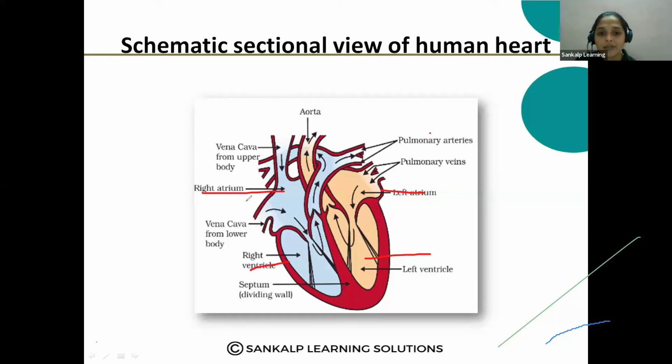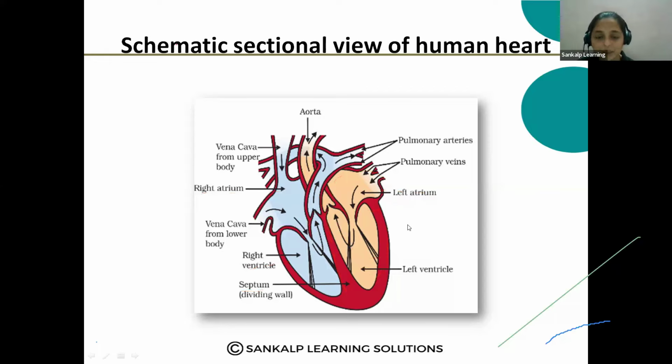Here the left and right parts of the heart are separated by a structure that is called the septum, and there are also valves in between the atrium and the ventricle. This is the chamber that is called the atrium, and this is called a ventricle, right? So there is a valve in between the atria and the ventricle on both the left and right side of the heart. Okay, so here the first thing is the four chambers of the heart.